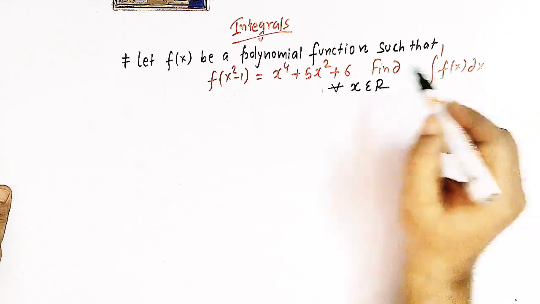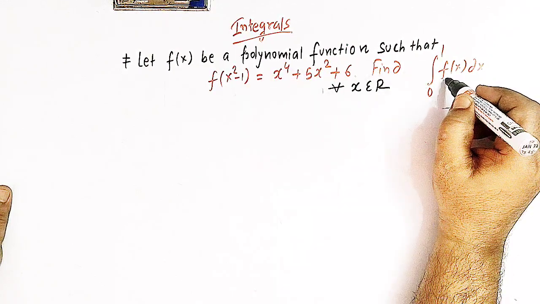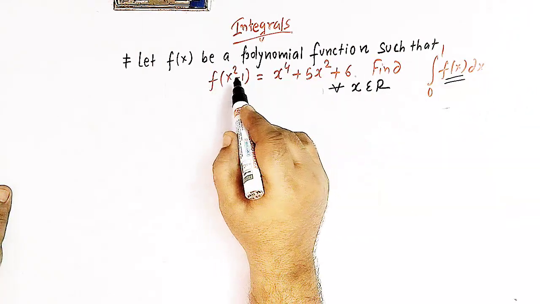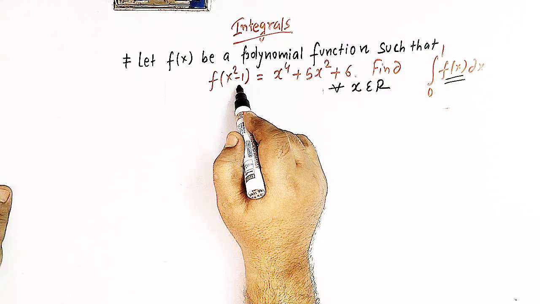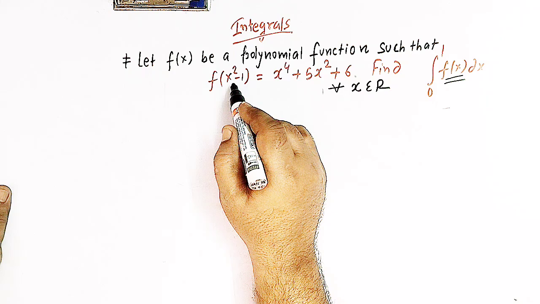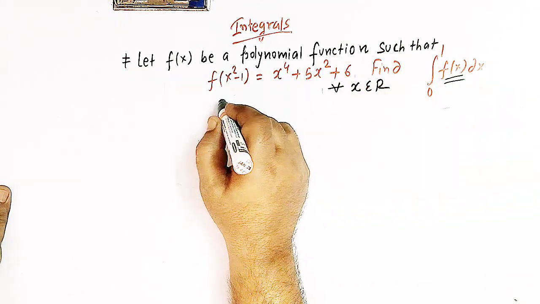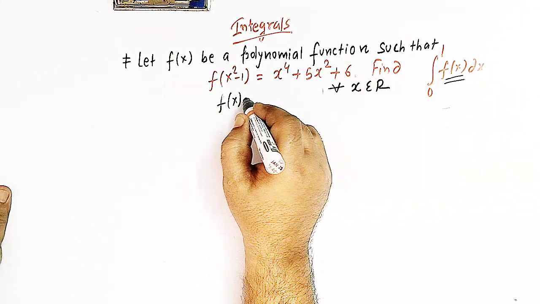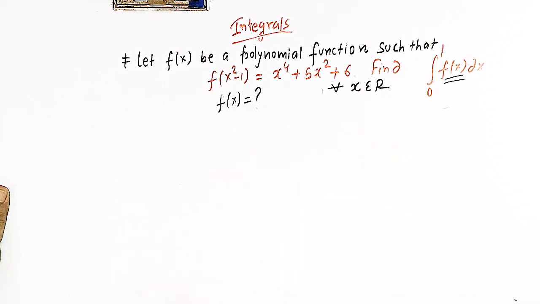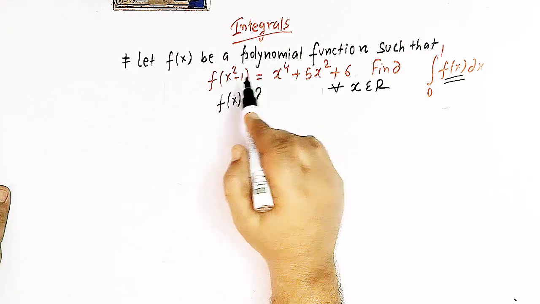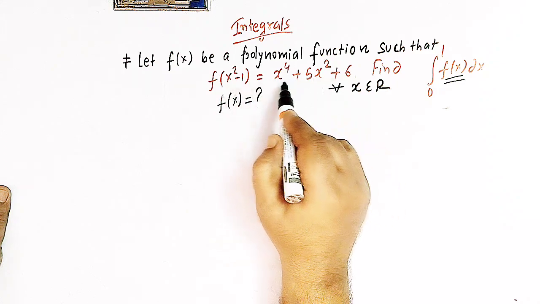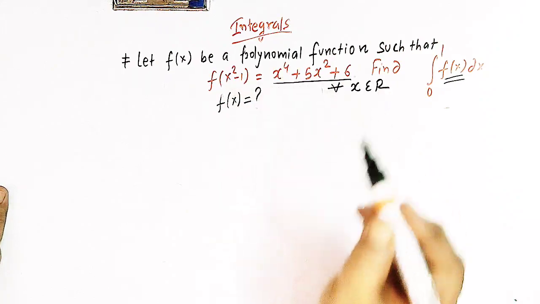So what we have to do in this problem, see here the integrand is the function f of x, but here we are given f of x square minus 1. So we'll first find out an expression for f of x. Our objective is to get the value of f of x in terms of x, where we are already given f of x square minus 1 is equal to this expression.